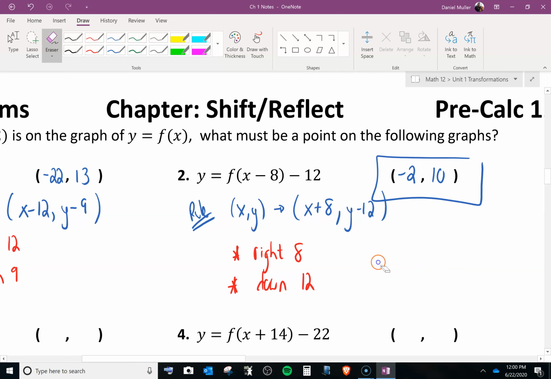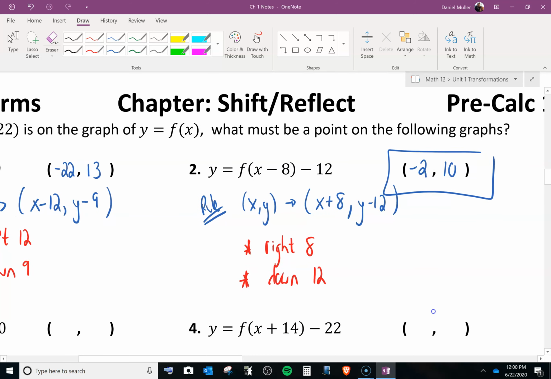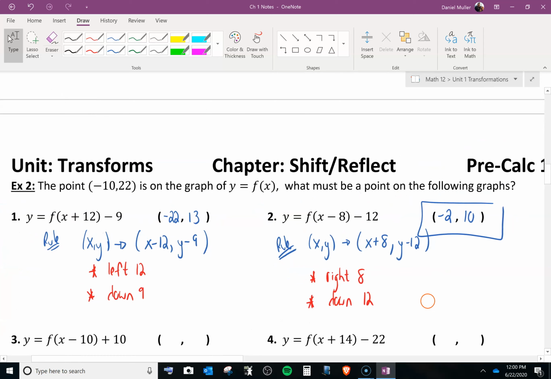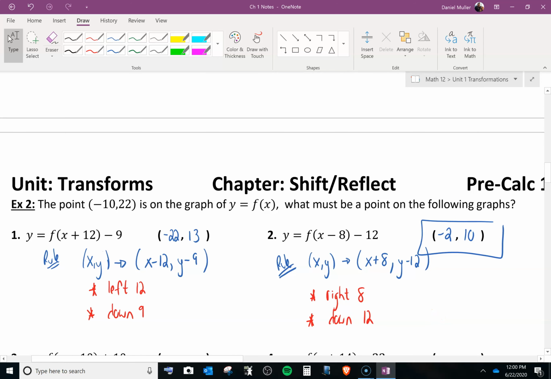So I've come up with the rule. I wrote this down. I don't think it asks for that, but it's just good to write that down and kind of get in the habit. And then I've written down my new point there. So I'll zoom out if you need to write any of this down, and we'll do the next 2 questions.